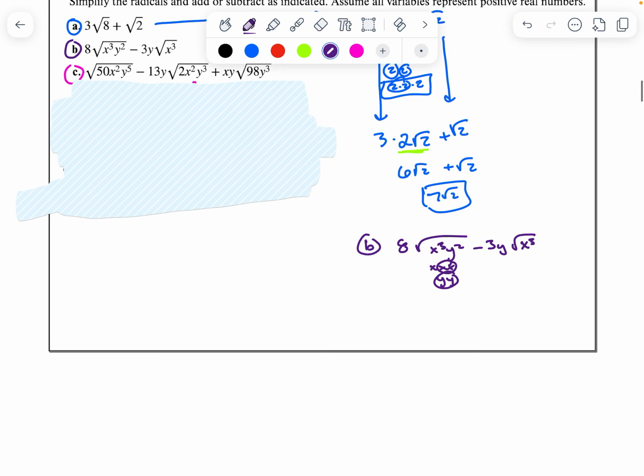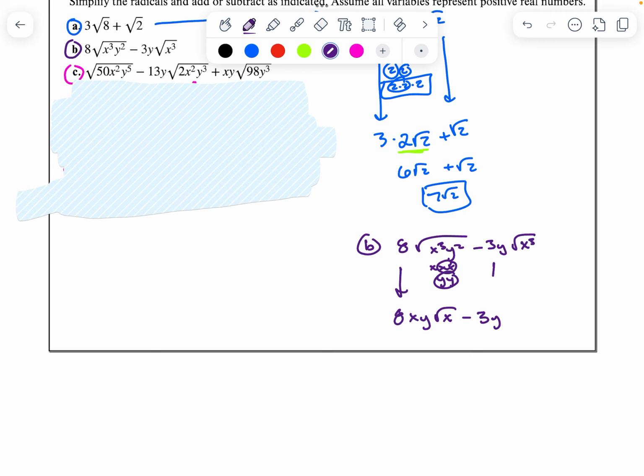So this is the same thing as, I'm going to bring down my 8. That's x, y, square root x. Notice the x, the buddies get to go outside. This guy's left alone. He has to stay inside. If you need to go back and review the video on simplifying radicals, you should absolutely do so.